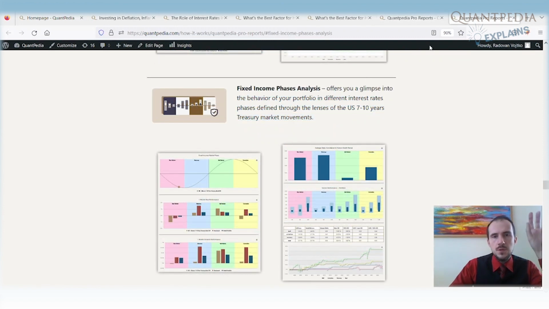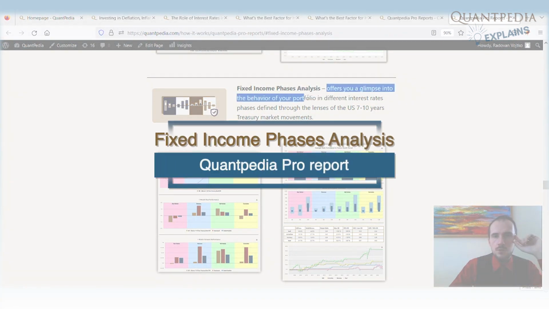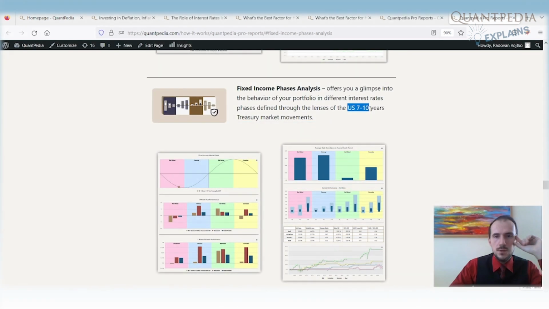The second important report is Fixed Income Phases Analysis. It also offers a glimpse into the behavior of your portfolio, but in different interest rate phases. We check the performance of the US 7 to 10 year treasury market, how the treasury market moves, and how sensitive your portfolio is to movements in interest rates.